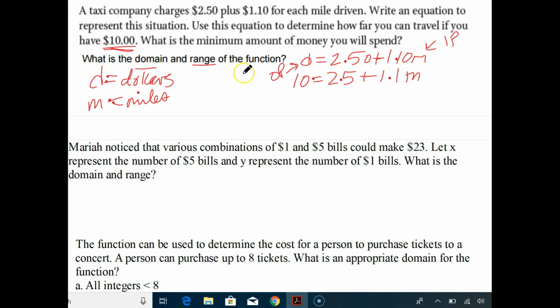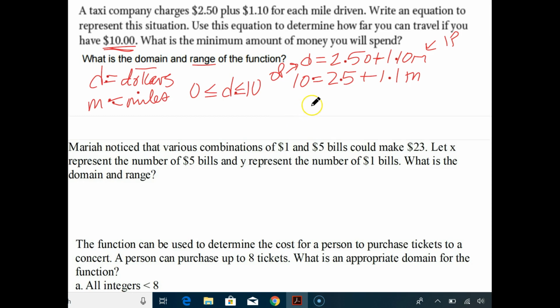So what's my range? Well, the amount of money, dollars that I can spend is no more than $10. So D is going to be less than or equal to 10, but greater than or equal to 0. I have $10 to spend. Okay?